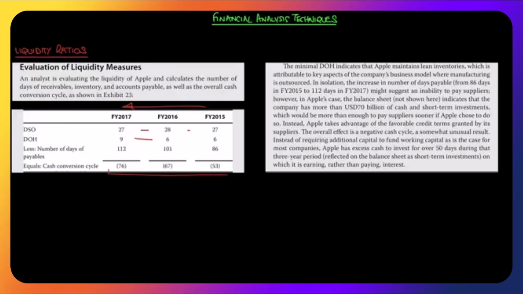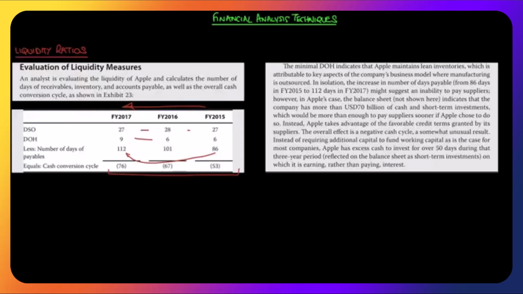An example of what I was just talking about. Apple gets your money for the product before they've paid their suppliers. They have a negative cash conversion cycle. Here's the chat. Minimal DOH, maintains lean inventories. How do they do that? Outsource manufacturing. In isolation, the increase in days payable, 86 up to 112, might suggest an inability to pay suppliers.